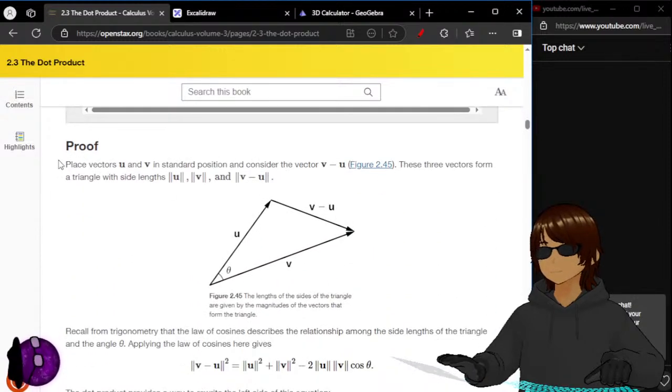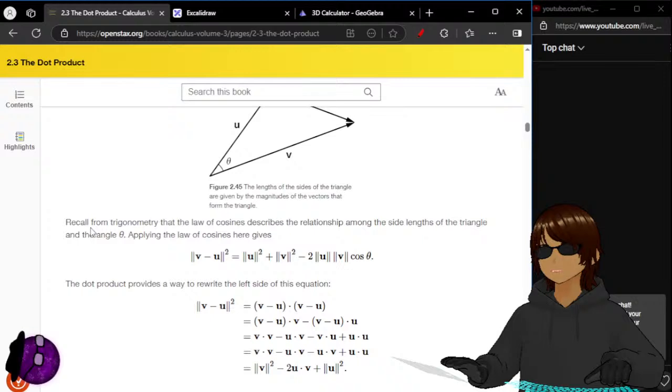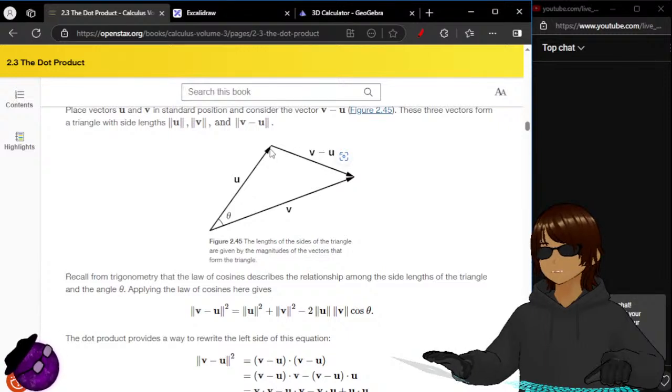So proof: place vectors u and v in standard position and consider vector v minus u. So u, v, and then v minus u. These three vectors form a triangle with side lengths magnitude of u, magnitude of v, and magnitude of v minus u. Recall that from trigonometry, the law of cosines describes the relationship among side lengths of the triangle and the angle theta. Applying the law of cosines here gives, so we have this squared plus this squared minus 2uv cos theta.